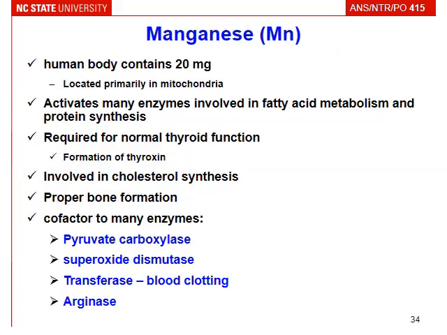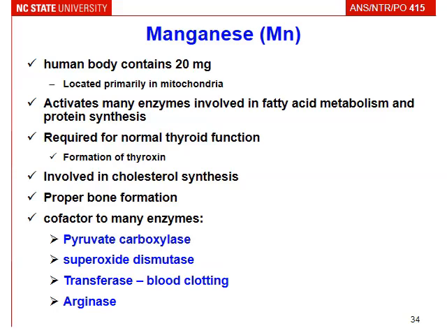So the next and final mineral that we're going to be discussing is manganese, which is abbreviated as Mn. And manganese is found within the human body at about 20 milligrams. So this isn't a standard 70 kilogram person. Within the cells, it's primarily located within the mitochondria, but it is also stored in bones. So we can store it in bones, but primarily in the majority of cells, it's going to be found in the mitochondria.